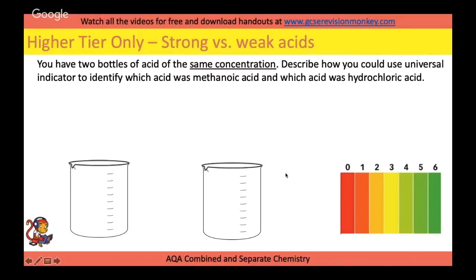Strong versus weak acids, a really common one for higher tier. You have two bottles of an acid of the same concentration. So think about that equation: concentration equals mass over volume. Describe how you'd use universal indicator to find out which acid was methanoic acid and which acid was hydrochloric acid.